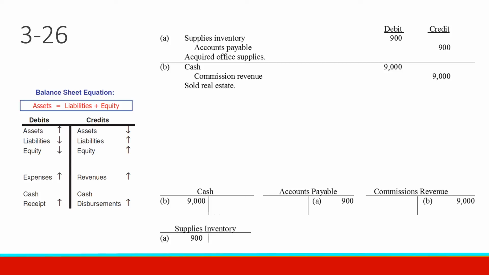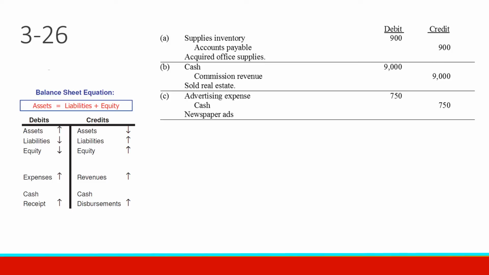And now we'll go about posting this transaction. We see the cash T account receiving the debit of $9,000, and we see a brand new T account for commissions revenue receiving a credit of $9,000.